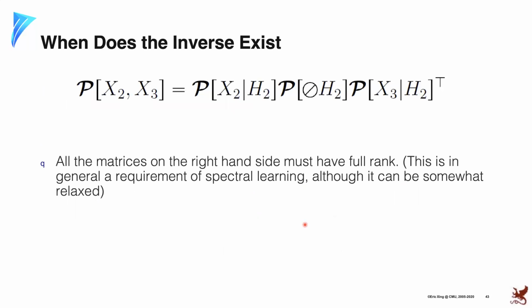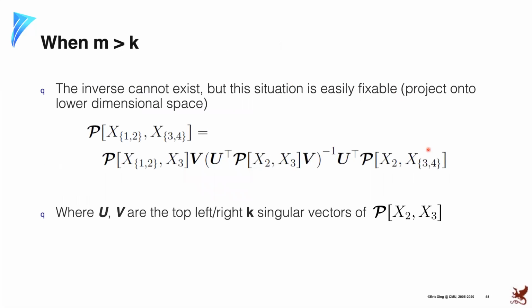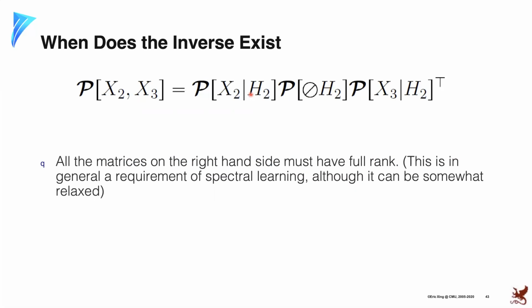If we look at the factorization for this joint probability of x2, x3, in order to do the inverse, it must be full rank, meaning that all the right-hand side matrices also need to be full rank. This is in general a requirement of spectral learning, although it can be somewhat relaxed. So if the number of states in the observed variable, which is m, is greater than the number of states of the hidden variable k, how shall we deal with this kind of inverse?